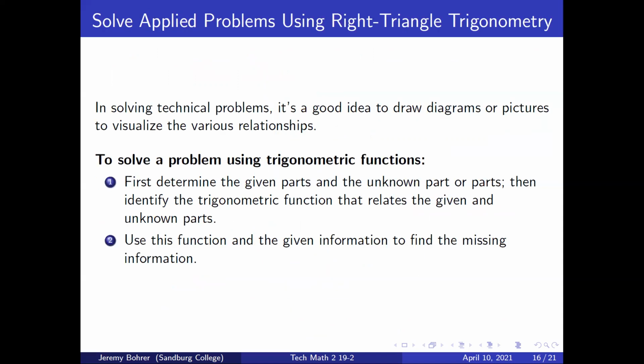In solving technical problems, it's a good idea to draw diagrams or pictures to visualize the various relationships. To solve a problem using trigonometric functions, first determine the given parts and the unknown part or parts, then identify the trigonometric function that relates the given and unknown parts. Use this function and the given information to find the missing information.